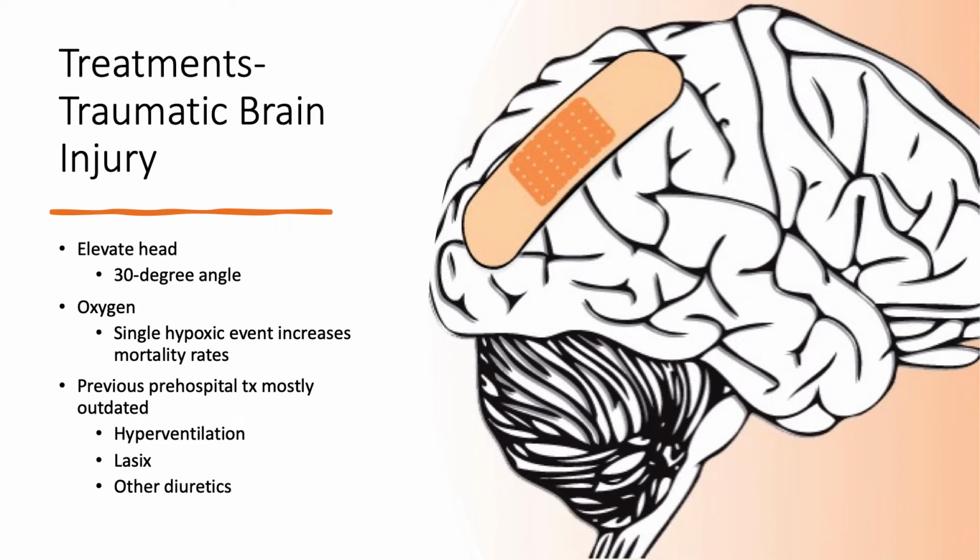And this can be difficult because those initial arriving units, as they're out in the field providing care, probably won't be carrying an oxygen cylinder with them. So that treatment would be delayed at best if they even got it. And a lot of our previous pre-hospital treatments are mostly outdated. Turns out that hyperventilation from us is not super effective or warranted anymore. And things like Lasix or other diuretics like mannitol aren't really given pre-hospital anymore.